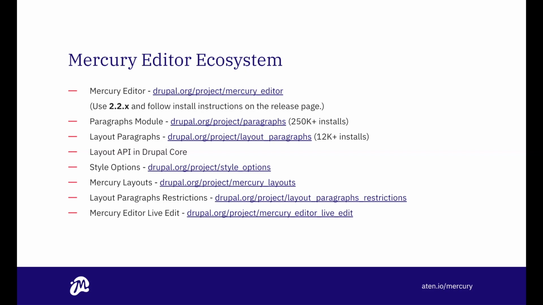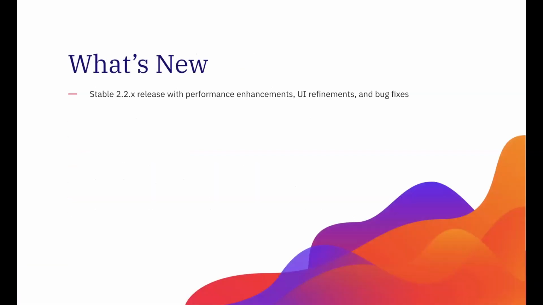Today, I'm really going to focus on the new features in 3.x. So let's talk about what's new. Stable release 2.2.1 at this point. That in and of itself has performance enhancements, UI refinements, and a number of bug fixes. Part of the design of Mercury has always been that it just work out of the box, and that's true for this latest stable release.